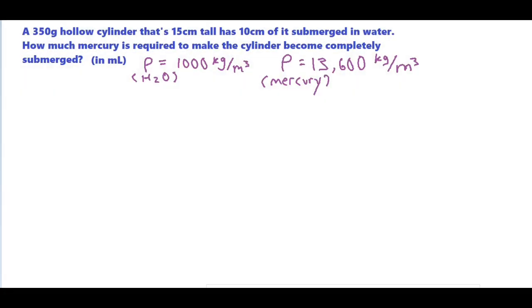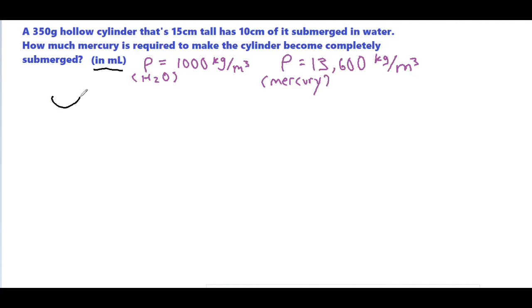We have a 350 gram hollow cylinder that's 15 centimeters tall that has 10 centimeters of it submerged in water. How much mercury is required to make the cylinder become completely submerged? We're looking for some kind of volume in milliliters.